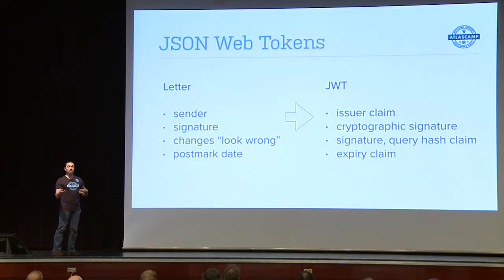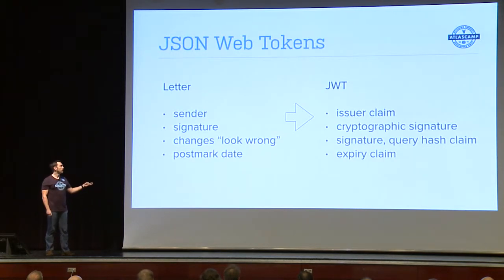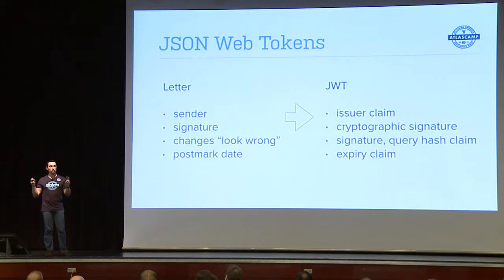So if you change the content of the JWT token, the signature looks wrong. Another thing that makes things look wrong if they've been tampered with is we have a custom claim called the query hash claim, which is a hash of the parts of the URL we do not expect to change due to routing rules. So if somebody adds, removes, or edits a query parameter, for example, then the query hash will look wrong. And if you manipulate the query hash without being the person who genuinely is issuing this token, then the signature will look wrong.